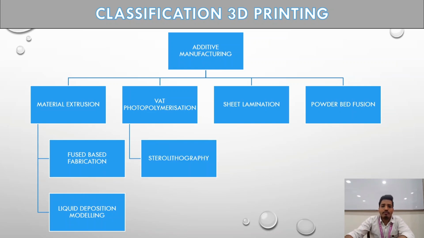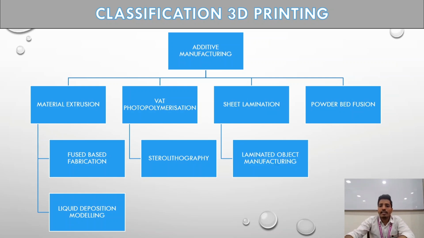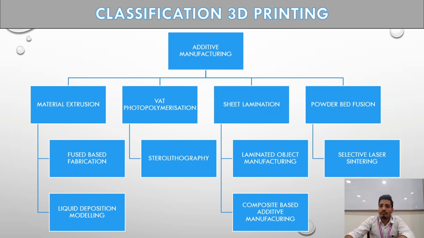In VAT photopolymerization, you have stereolithography. In sheet lamination, you have laminated object manufacturing. Then composite based additive manufacturing, and finally in powder bed fusion, you have selective laser sintering. I'll explain each of those in detail in my further chapters.